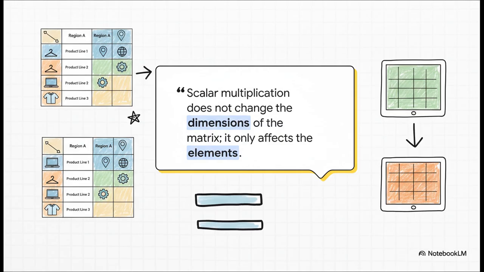Now here is a crucial point to remember. Scalar multiplication does not change the dimensions of the matrix. Our 2 by 2 matrix is still a 2 by 2 matrix. Why is this so important in business? It means the fundamental structure of our data remains intact. We've only scaled the values within that structure. This preserves the integrity of our data model, which is absolutely critical for analysis.